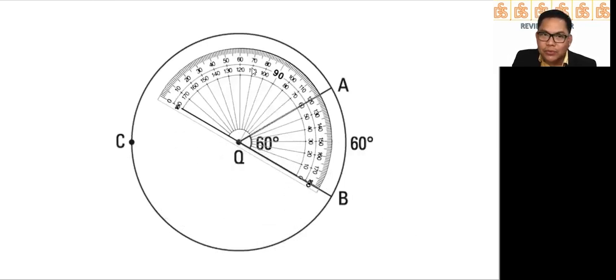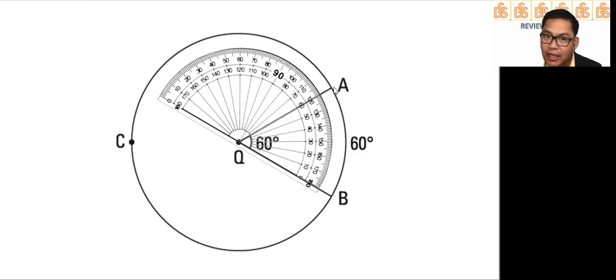Let us use this protractor to measure this particular angle, angle AQB. The side of the protractor should be on this side. And the way I see it, yes, it is 60 degrees. So we have 0, 10, 20, 30, 40, 50, 60. Yes, the angle is 60 degrees.